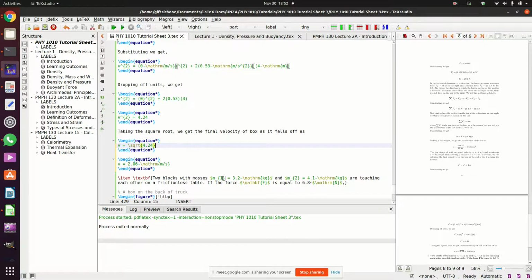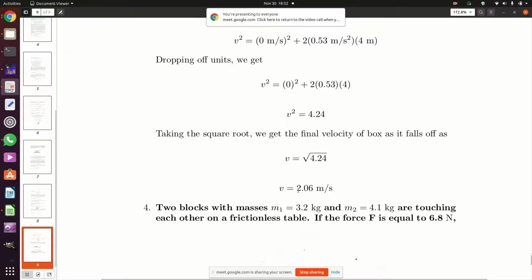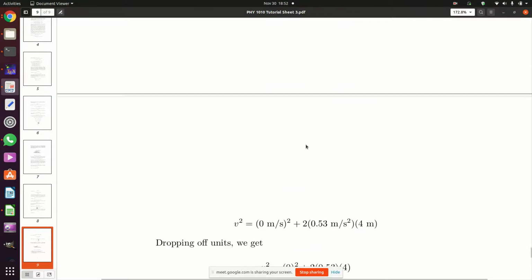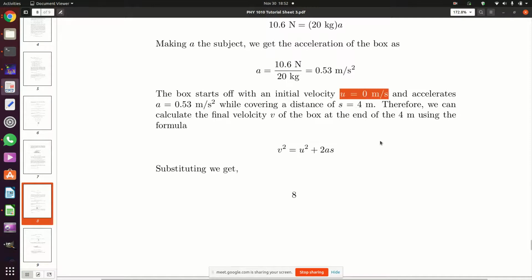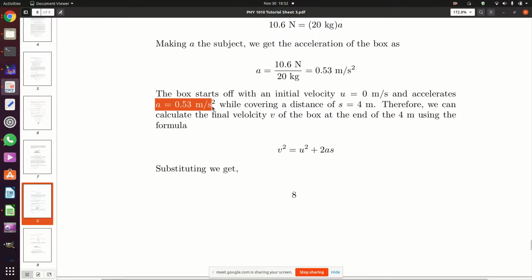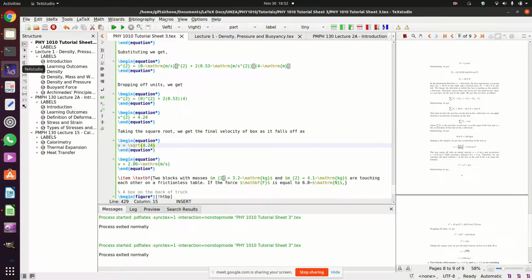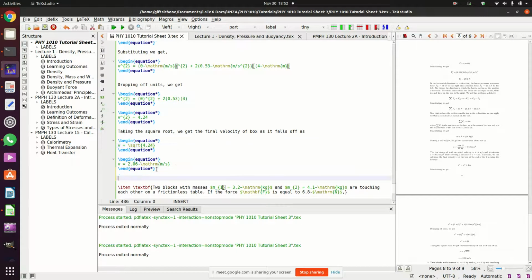So with this information, the initial velocity is 0 here. We know the distance. We know the acceleration. We know the final velocity of the box as it falls off, 2.06 meters per second. We can find the time it takes the box to cover the distance, 4 meters. Okay. Next, we try to find the time it takes the box to fall off.